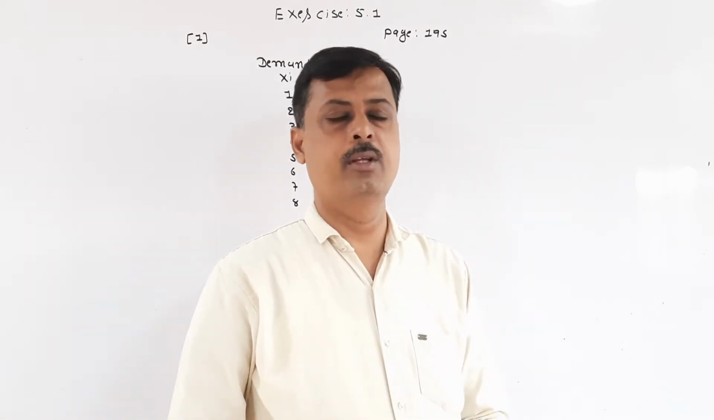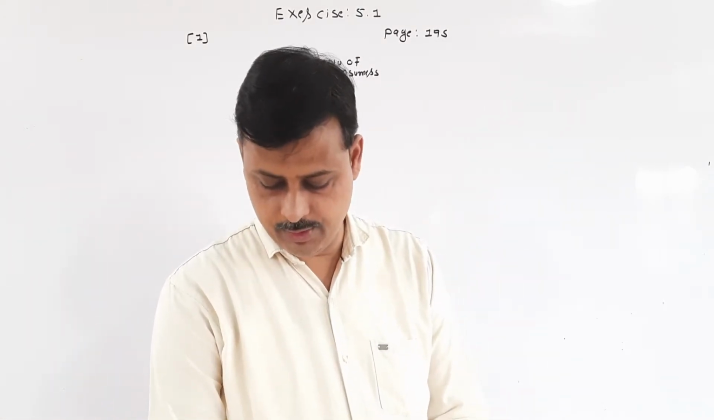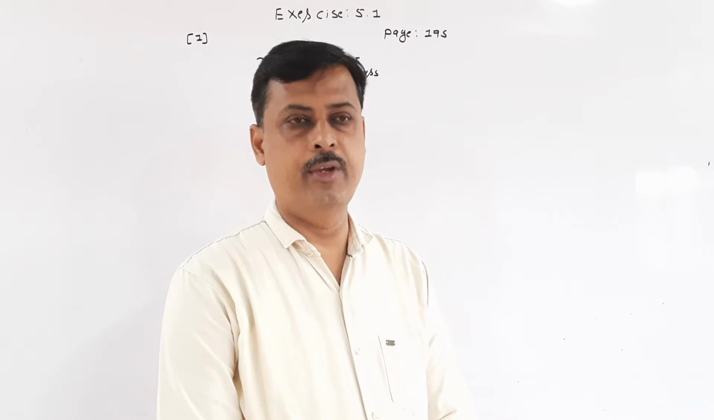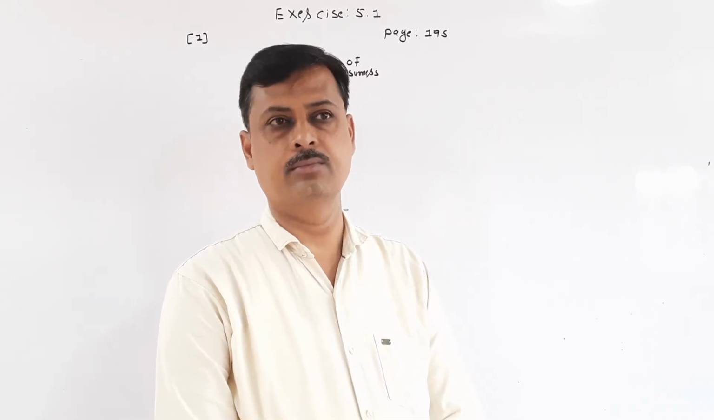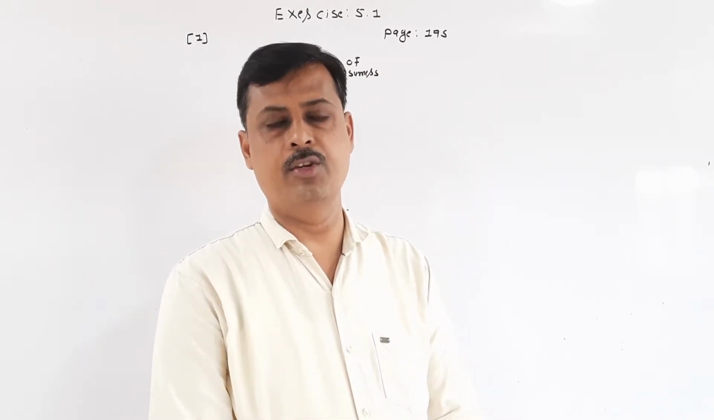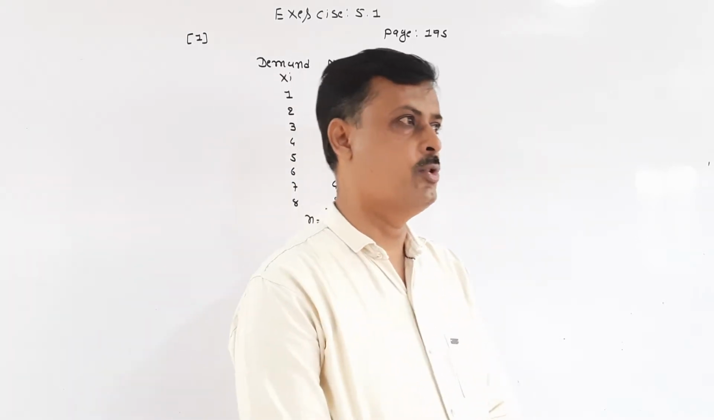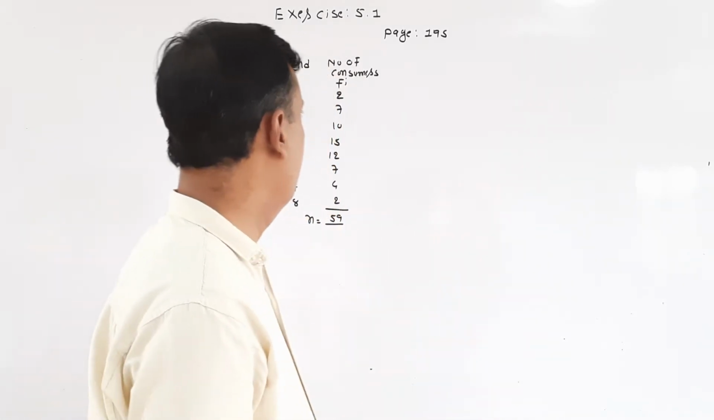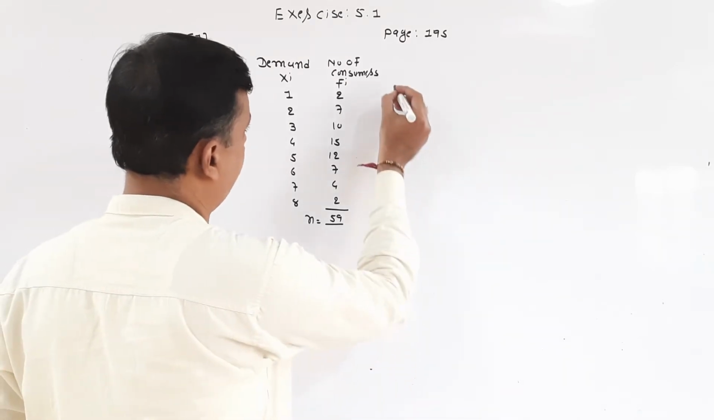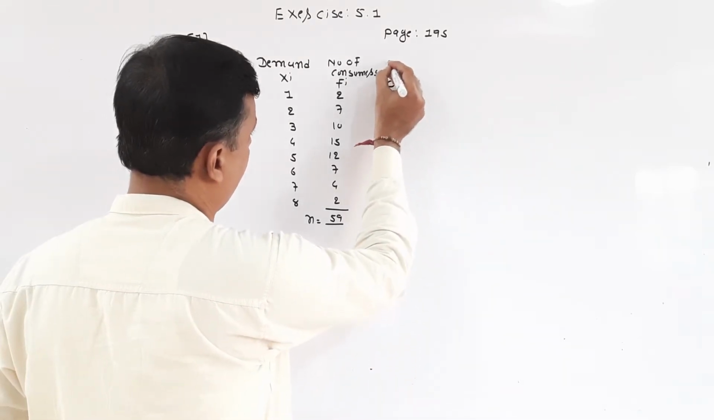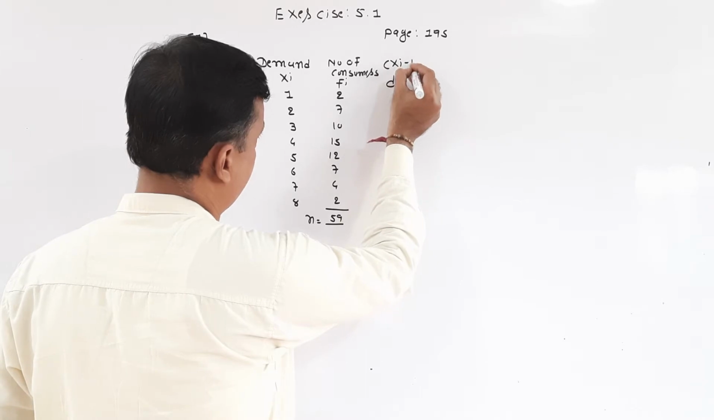So in Karl Pearson's skewness, we have to find x bar, standard deviation, and also mode. So here, first di, that is xi minus a.